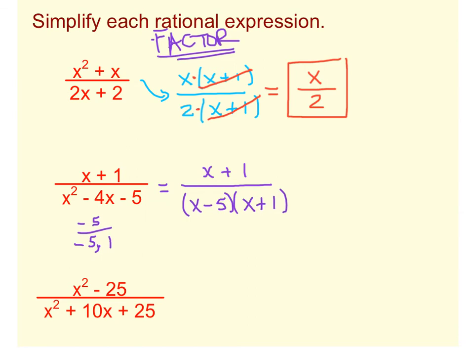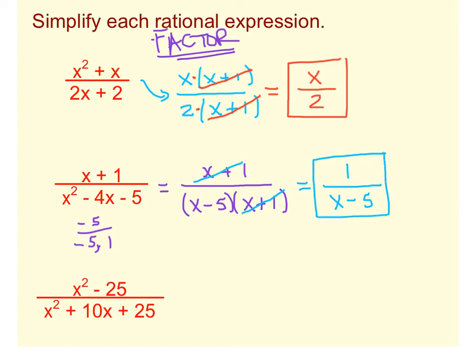So looking at that, you might notice you have an x plus 1 on the top and an x plus 1 on the bottom. So we get to simplify the rational expression by crossing those off. So the x minus 5 that's in the denominator has to stay down there. And because we canceled everything out from the numerator, we're going to leave a 1 up there. So we have 1 over x minus 5.